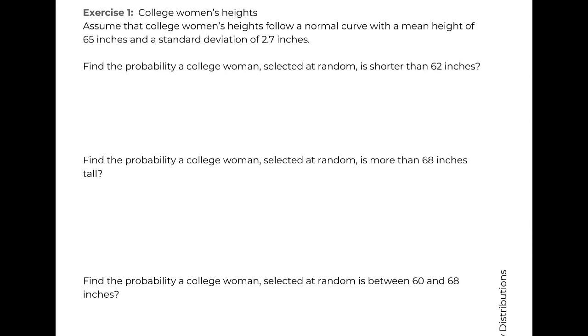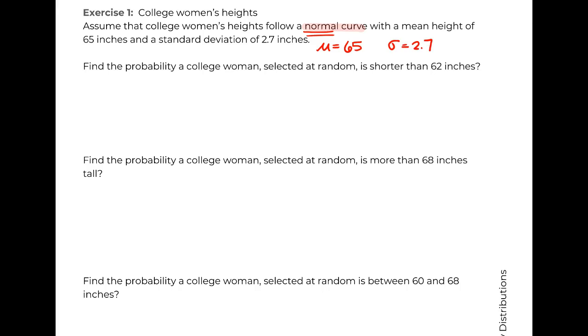Assume that college women's heights follow a normal curve. This is going to be our keyword to let us know that we're doing something with a normal distribution. The nice thing about normal is it has to be told to you that it is normal, otherwise you're not doing a normal problem. With a mean of 65, so there's our mu, and a standard deviation of 2.7.